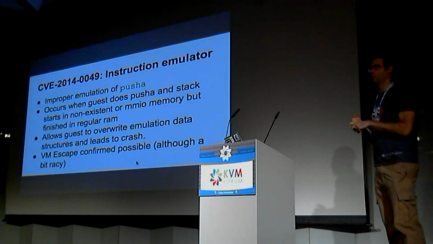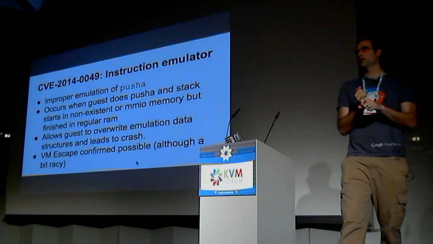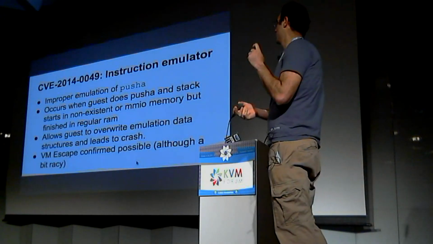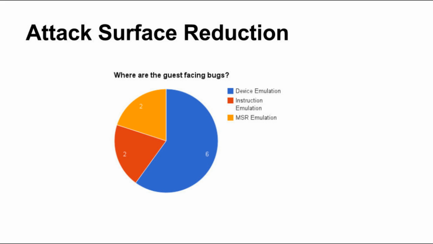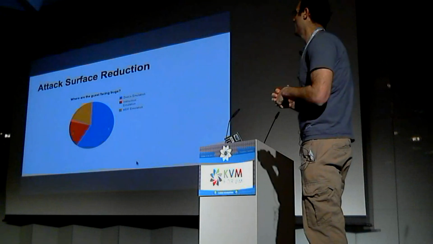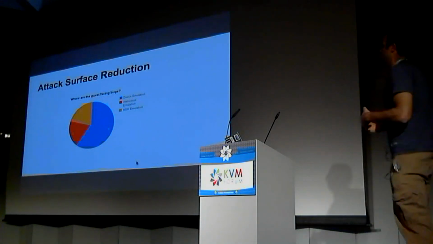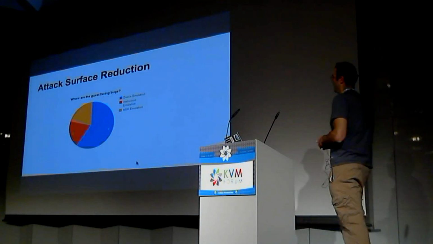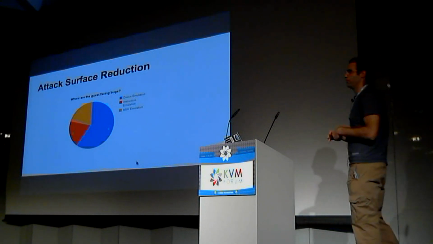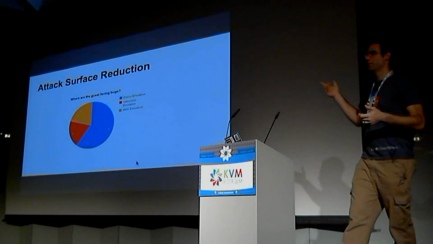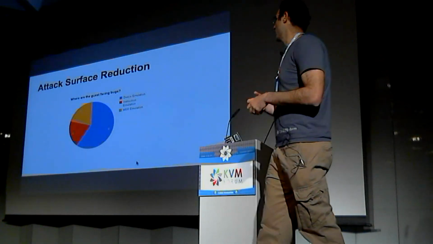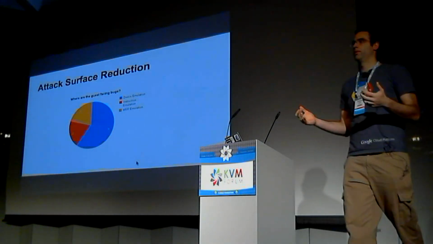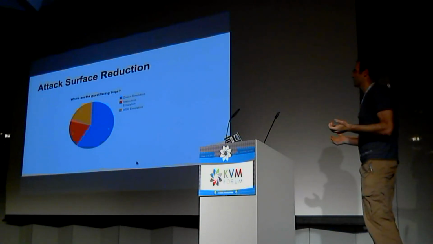So where were those three vulnerabilities? One was in the MSR handling, one was in the IOAPIC, and one was in the instruction emulator. So in general, let's look a little bit more. This is 2 years worth of data. I looked at all of the guest-facing bugs that fit into one of the first 3 categories, and I asked, where are they? 6 of them were in device emulation of some sort, 2 were in the instruction emulator, and 2 were in MSR emulation.